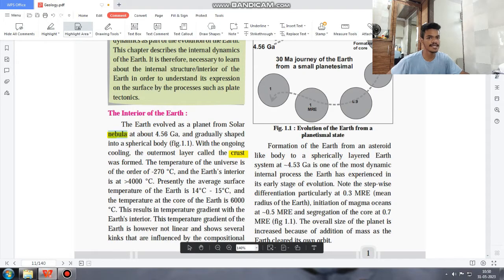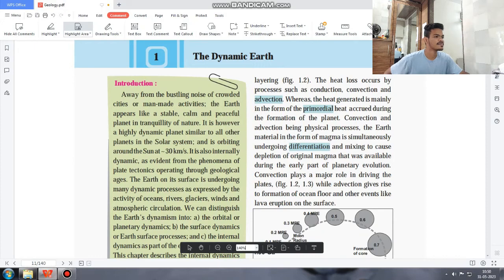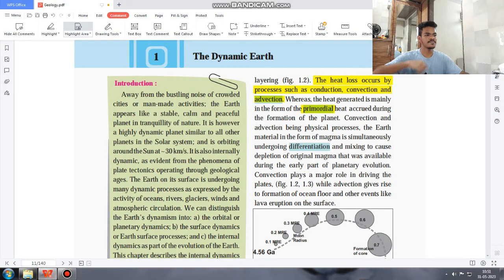Then you come to the next side. You can mark this thing over here. The heat loss occurs by processes such as conduction, convection and advection. Now the heat is generated mainly in the form of primordial heat. This can come as maybe an MCQ, maybe a one sentence question. What I'm highlighting, just mark with the pencil in your book also if you have it close by.